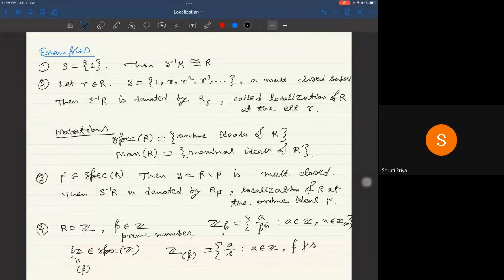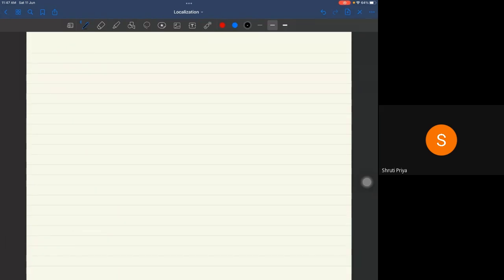Okay, so these are two different notations, and in fact these two examples are the most familiar examples that we use in localization, and they have many applications. Okay, so now let's see what the ideals of localization are, and then we'll see module of fractions, and then finally we'll see some applications of localization.